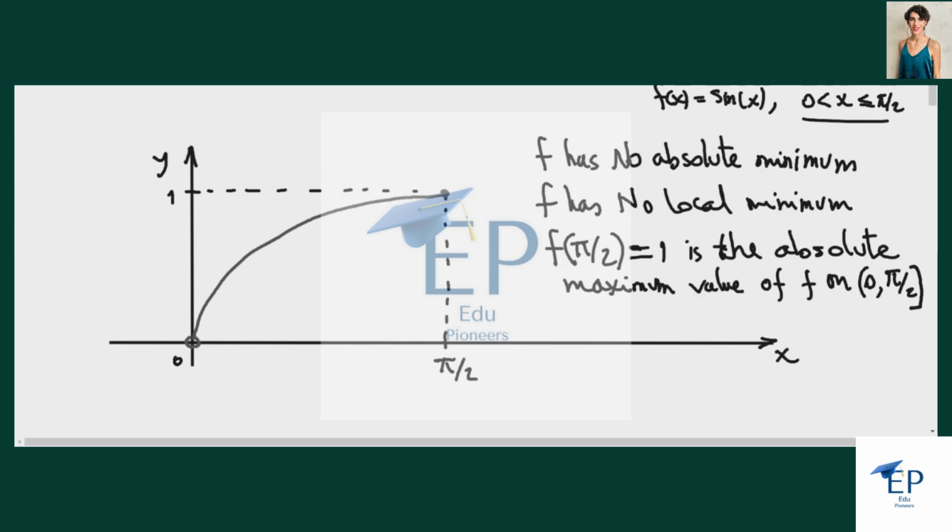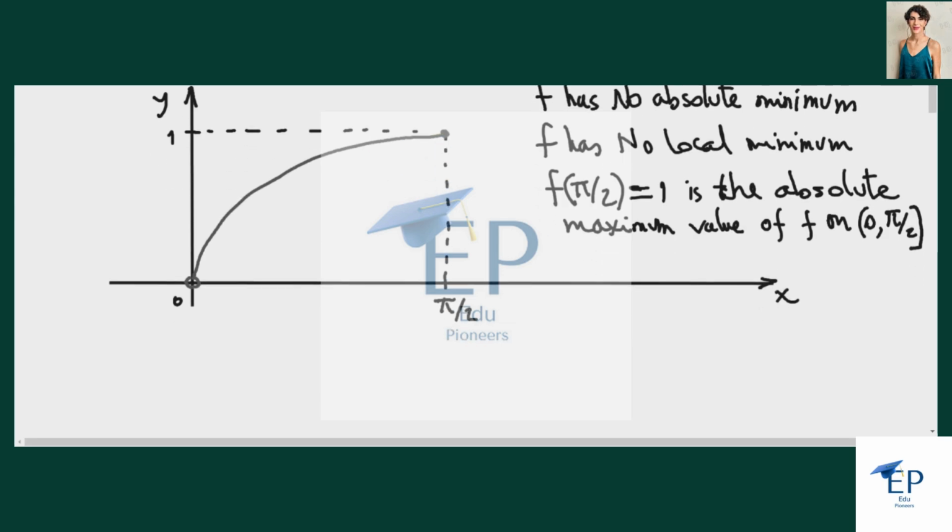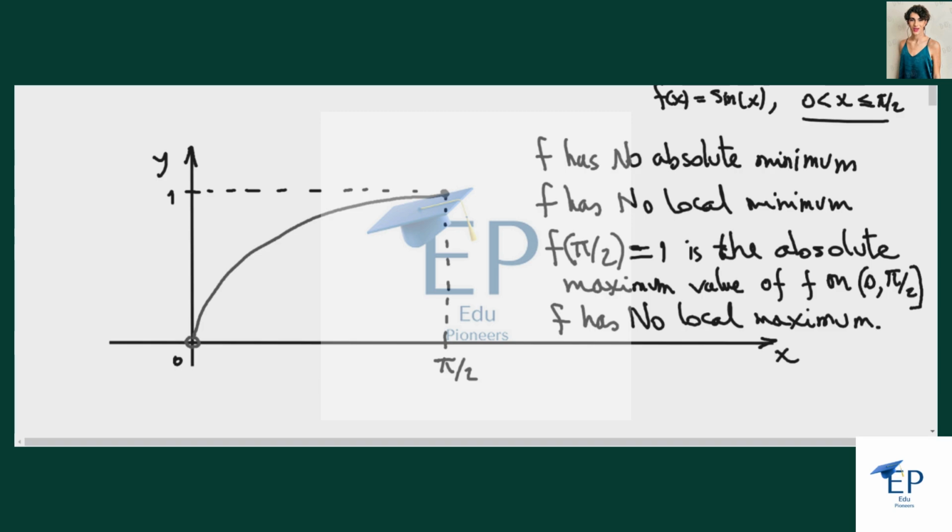And with respect to local maximum, f has no local maximum, because in this case this absolute maximum cannot be considered local because there is no function to the right. Even though the sine is defined there, it is not considered in this case.